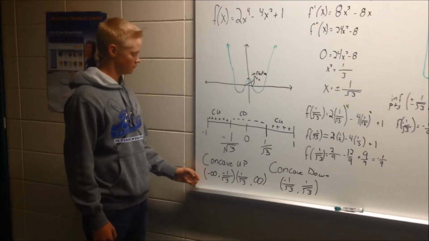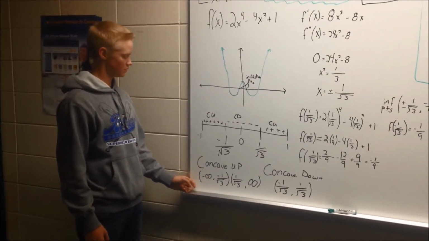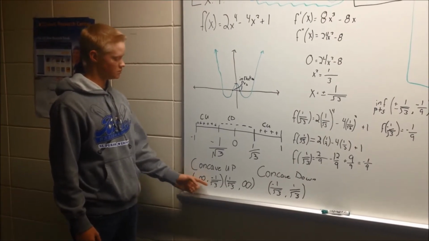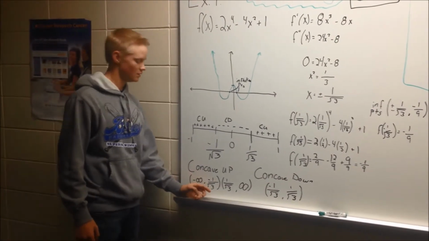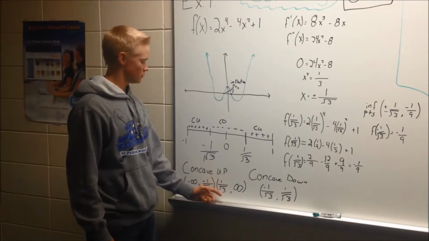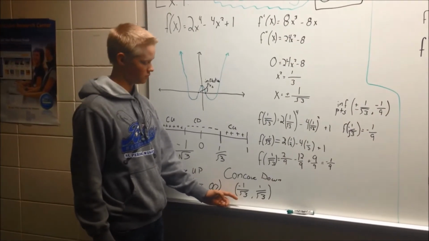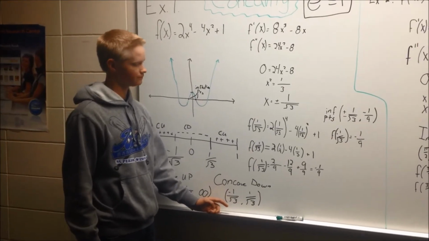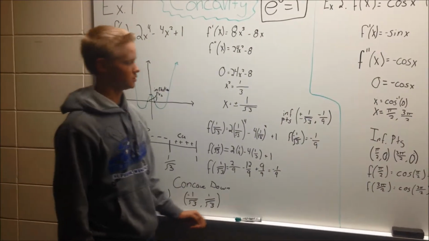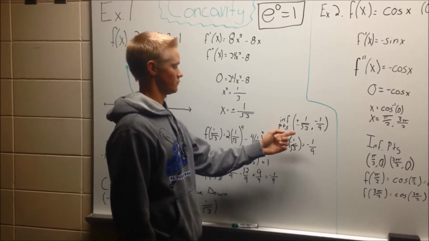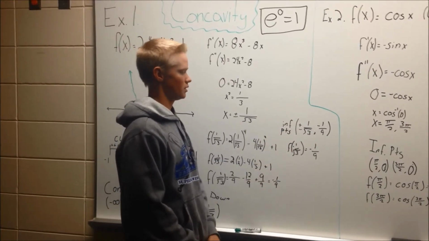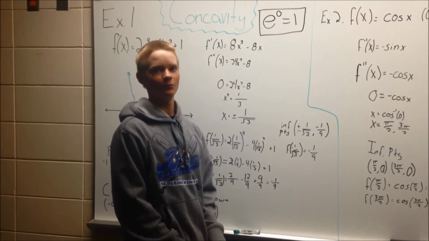In this example, the equation is concave up from negative infinity to negative 1 over square root of 3, and 1 over square root of 3 to infinity. It's concave down from negative 1 over square root of 3 to 1 over square root of 3. And the inflection points are plus or minus 1 over square root of 3 and negative 1/9.